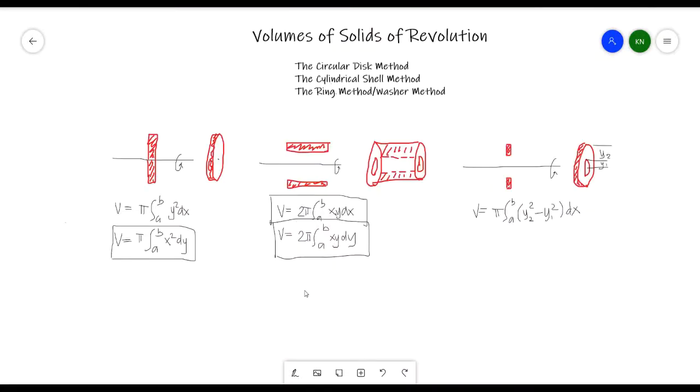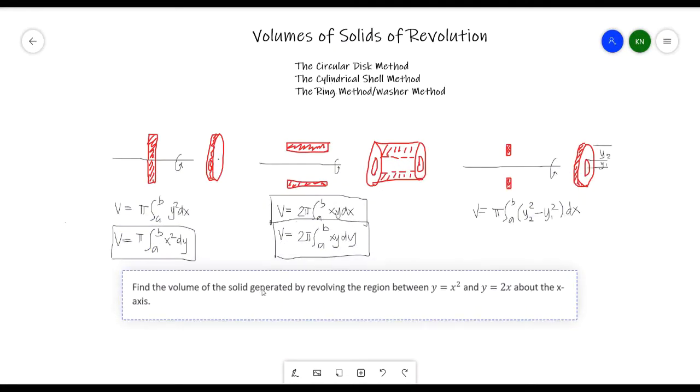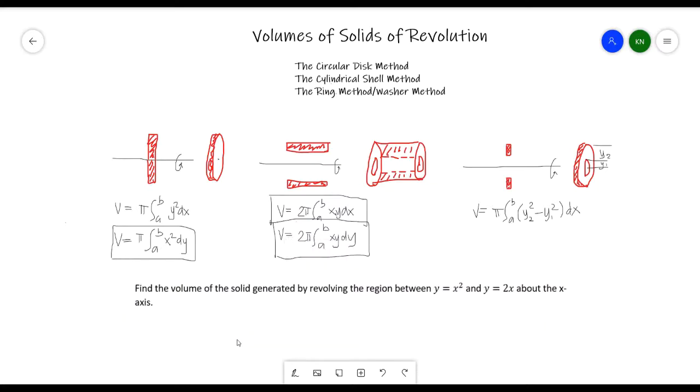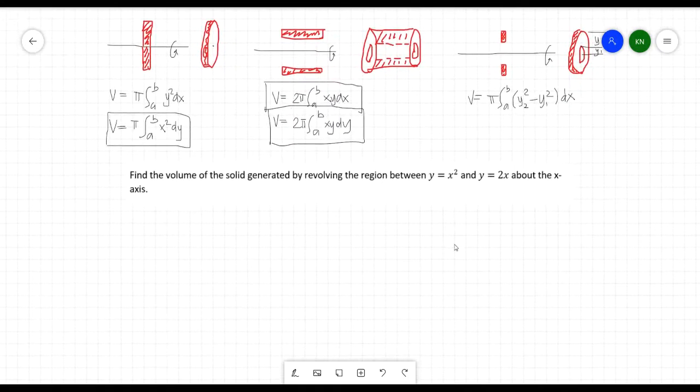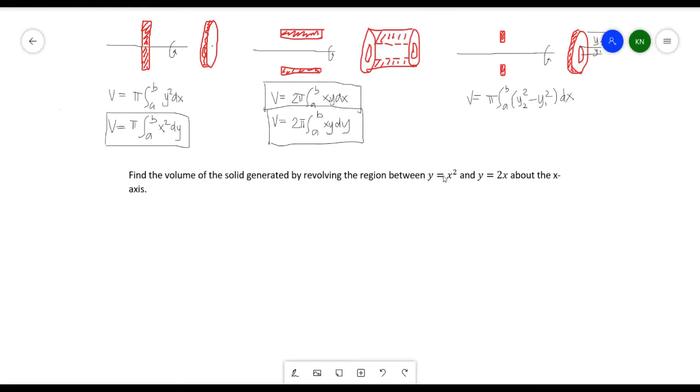So another example we have here: find the volume of the solid of revolution, or solid generated by revolving the region between y is equal to x squared and y is equal to 2x about the x-axis. Basically, in this kind of problem, since we are already given two equations for our y, what we need to do here is equate our two equations so that we can find the limits of our volume.